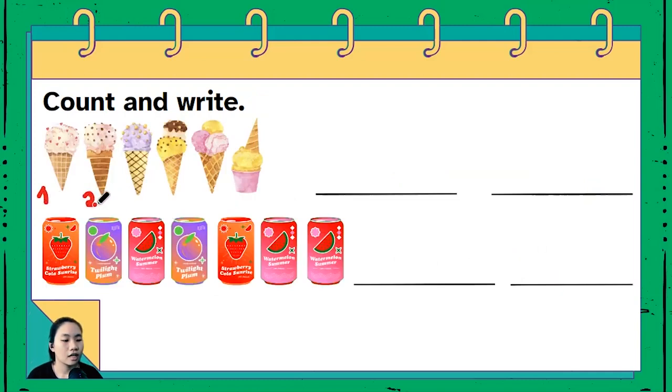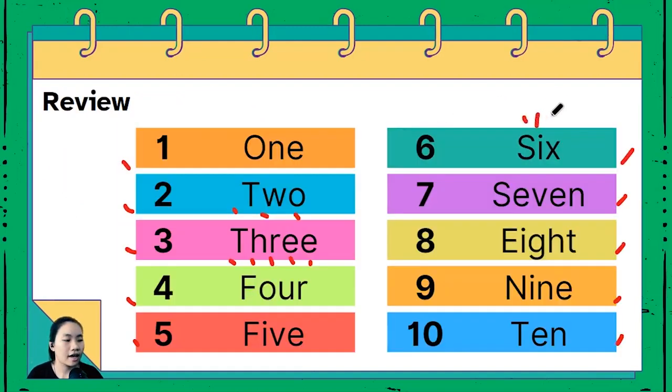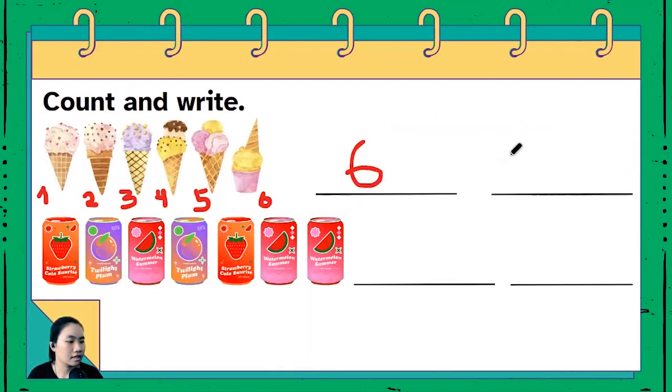Let's count. 1, 2, 3, 4, 5, and 6. We have 6 in the house. Do you remember how to write 6? It is a 3-letter word. It is S-I-X. 6.